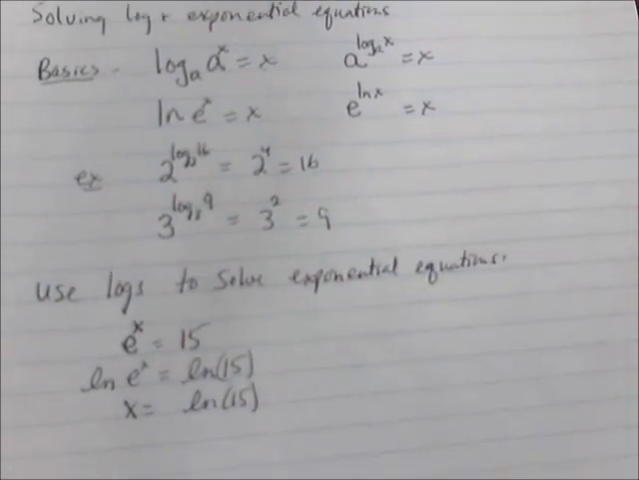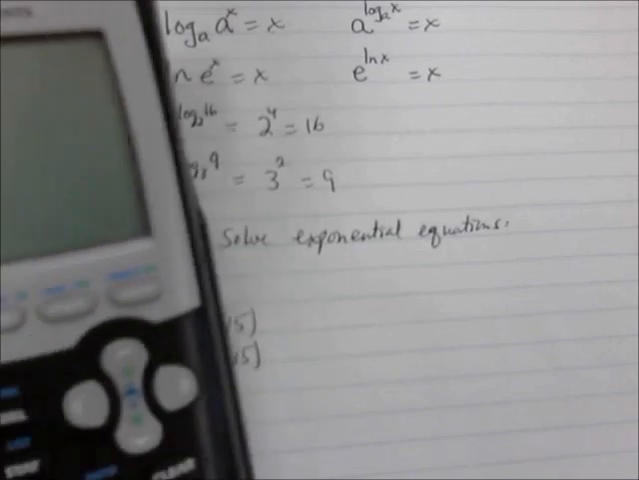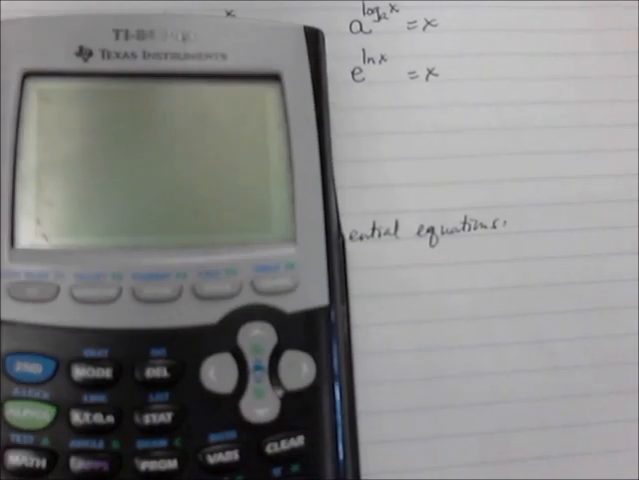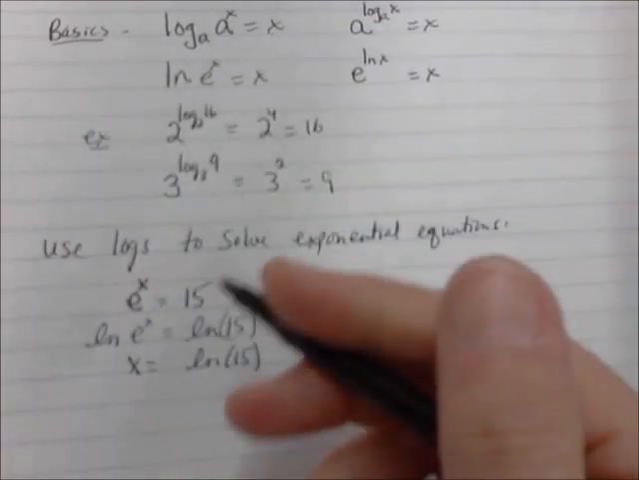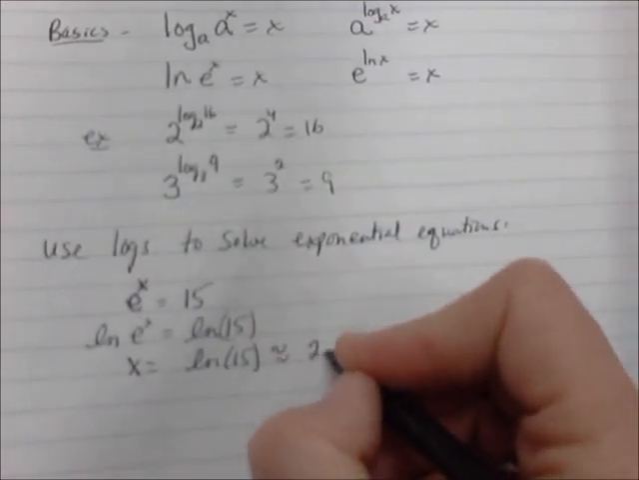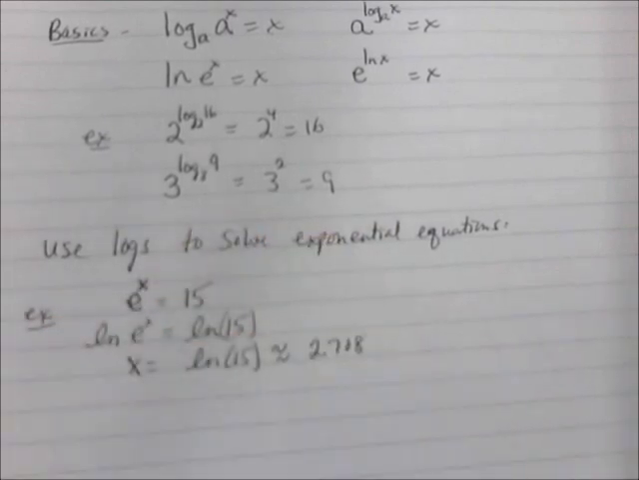And if you don't have a calculator of any kind, you can just leave that as the natural log of 15. Or if you want to take it to 3 decimal places, you can just turn your calculator on and type in the natural log of 15, which is 2.708. So that's approximately 2.708. So that's the first little example.